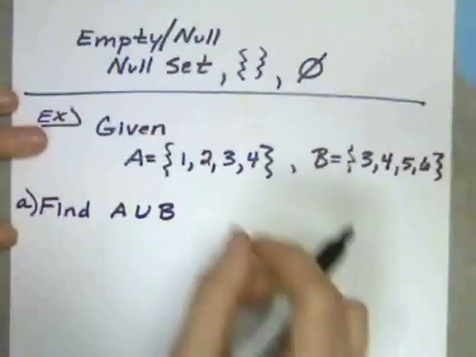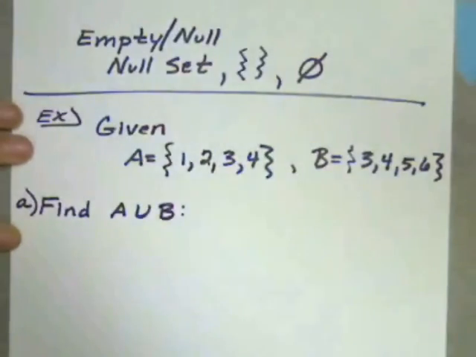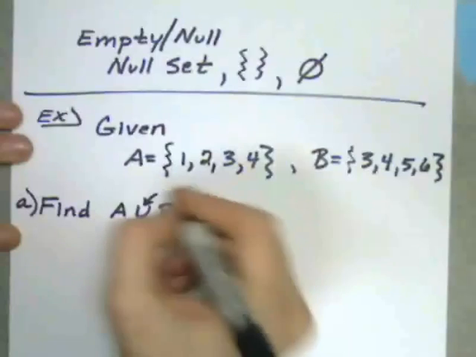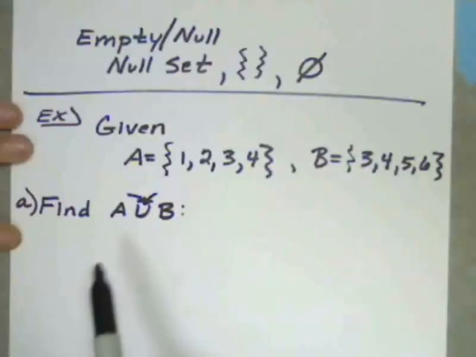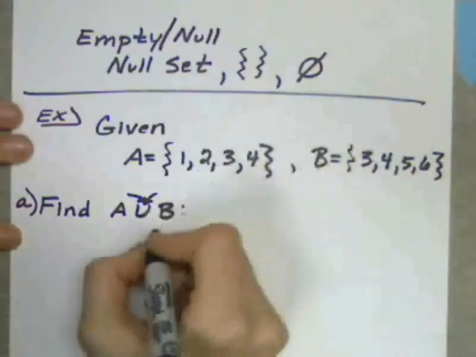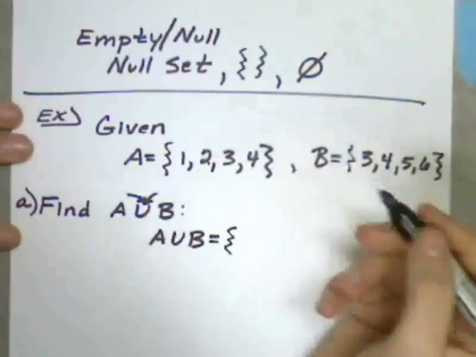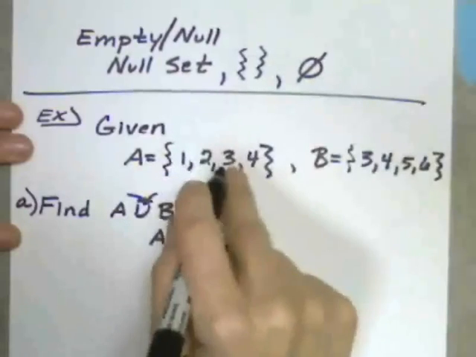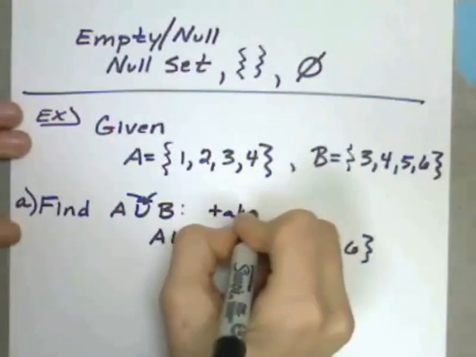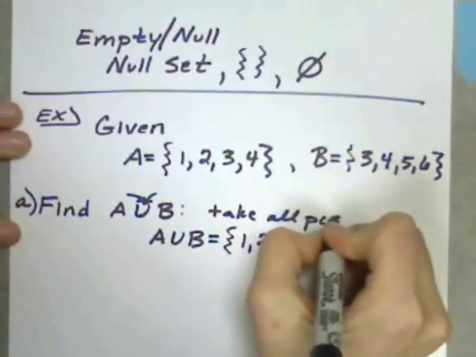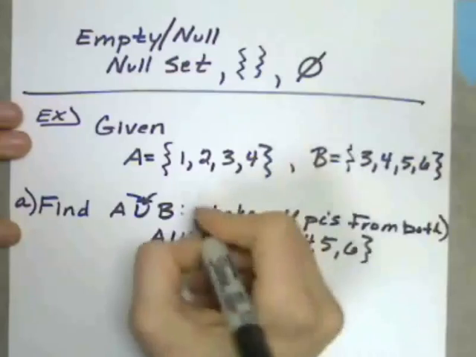So when I put these together in a union, what do I get? Remember, the union's like the bucket that holds stuff. So basically everything from B will go inside of it and everything from A will go inside of it. So A union B is equal to, and we're going to keep all the pieces. So let's see, we have a 1, a 2, a 3, a 4, we have it again, whatever, and a 5 and a 6. So we'll take all the pieces from both. That's what you did.